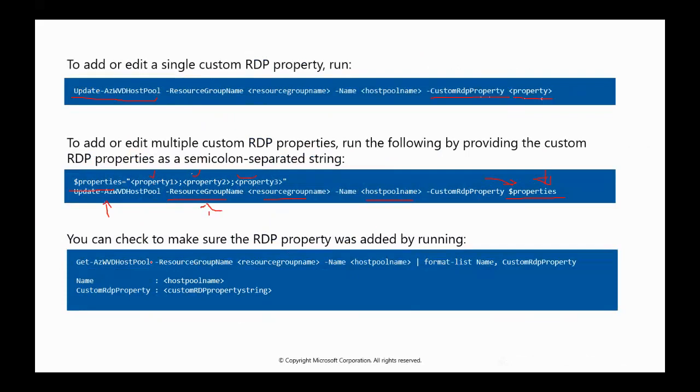Okay, you can also check to make sure that your RDP properties were added. This is a verification command to verify that all the properties you customized or set here are being applied. You can use this command, which is Get AZW host pool with the resource group and the custom properties. This is the command that will bring up the result of all the applied properties for your custom RDP.